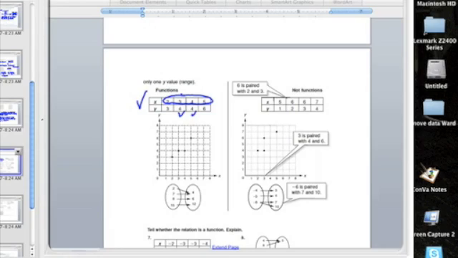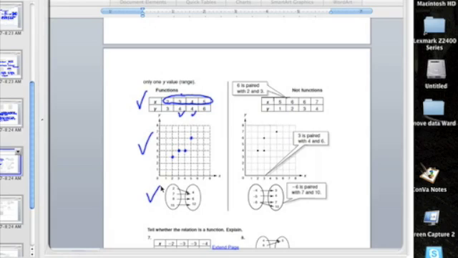In this graph, if I was to list out all the ordered pairs and look at the domain, this would be 2, and that would be 3, that would be 4, that would be 5. Again, just listing out the ordered pairs. The x values, there's no repeat there, so that's a function.